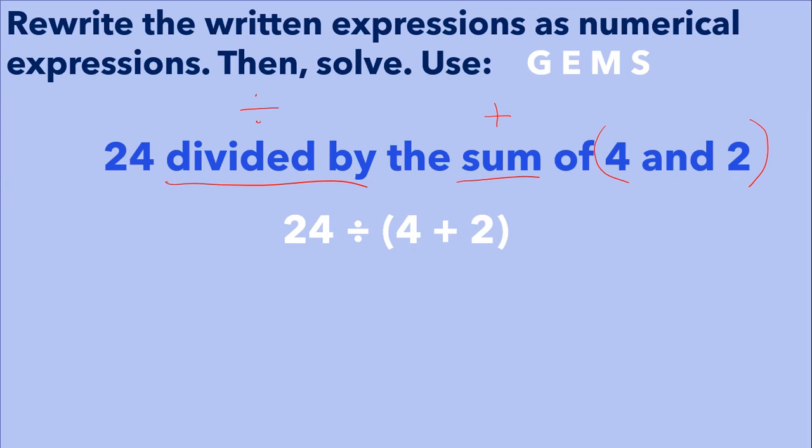Well, remember, GEMS, we start with G for grouping symbols. Here we have 4 plus 2 in our grouping symbols or parentheses. That means we'll do that first. 4 plus 2 is 6. So now we have 24 divided by 6.